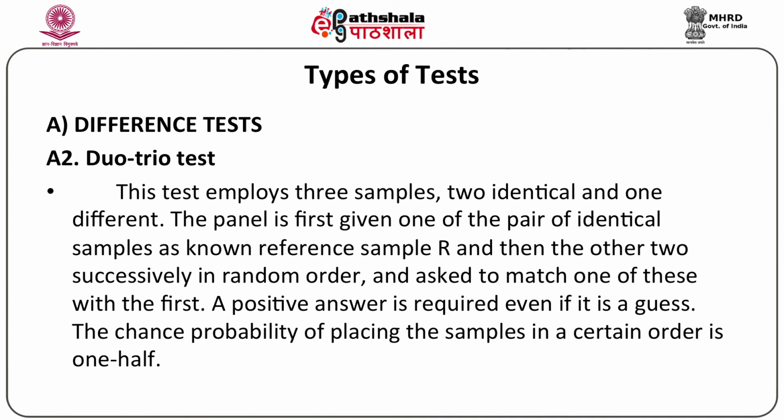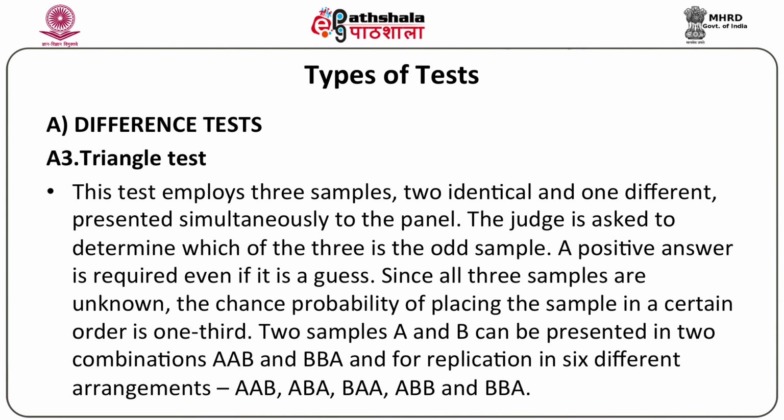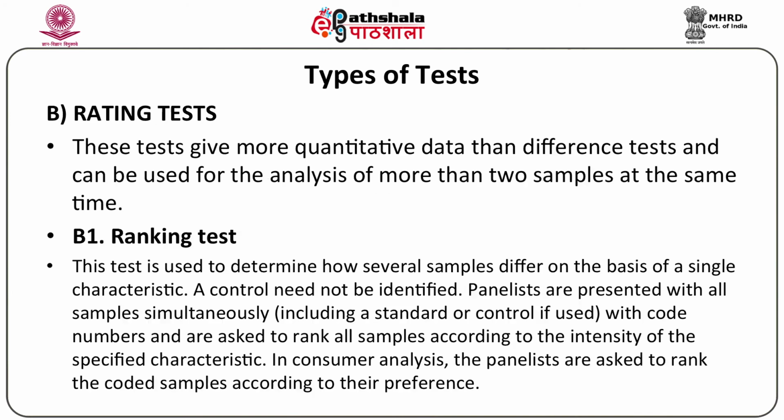Next, we have the duo-trio test. This test employs 3 samples, 2 identical and 1 different. The panel is first given one of the pair of identical samples, known as the reference, and the other 2 successively in random order. The triangle test. This test employs 3 samples, 2 identical and 1 different, presented at the same time to the judge. The judge is asked to determine which of the 3 is the odd sample.